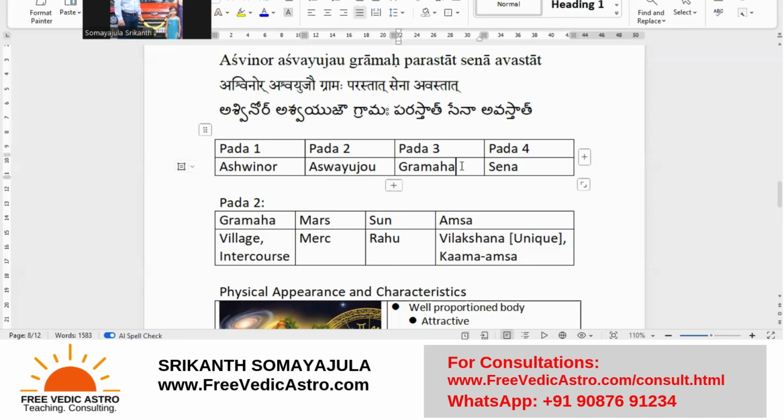So now Gramaha would mean a village or a collective of people who are sitting at a place discussing, right? Or a person who is the head of a village and he's trying to control the village, right? And also, if you see from the Aries, where the D1 in the planet, any planet placed in the Ashwini Pada 2 will be in the Aries sign in the D1, and it goes into Gemini in the D9.